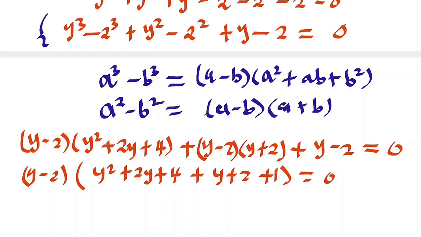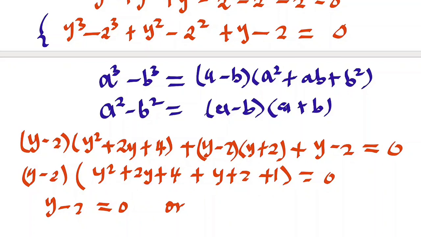So we have factorized y minus 2 outside. Now from there we're going to have y minus 2 equal to 0. Or we have, let's try to write this inside the bracket, this one here.